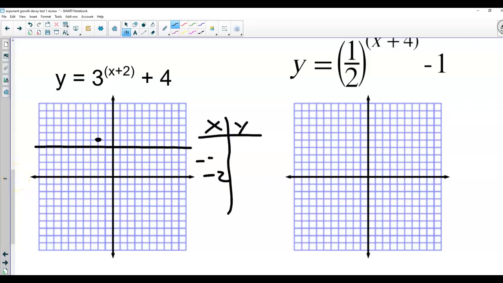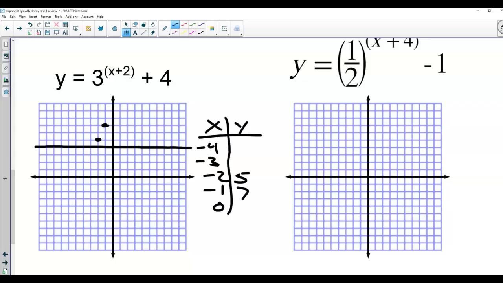Start with negative 2, negative 3, negative 4, negative 1, and 0. The negative 2 we already got. It's 5. Negative 1 plus 2 is 1. 3 to the 1 is 3. 3 plus 4 is 7. So negative 1, 7. We plug 0 in.